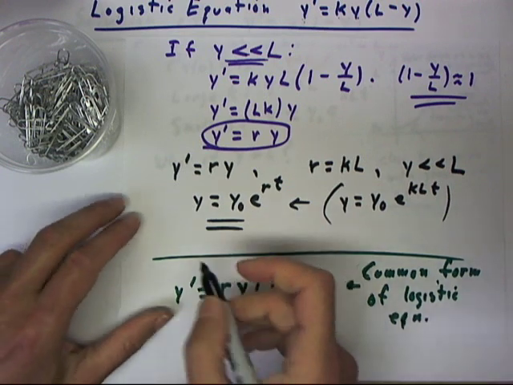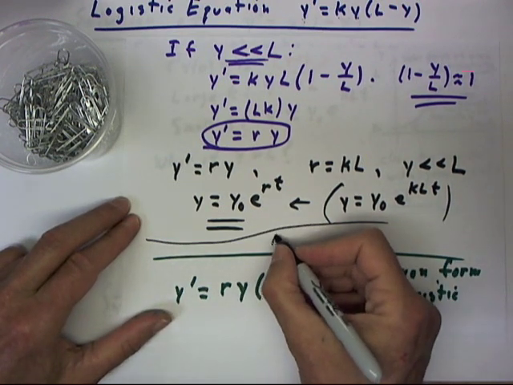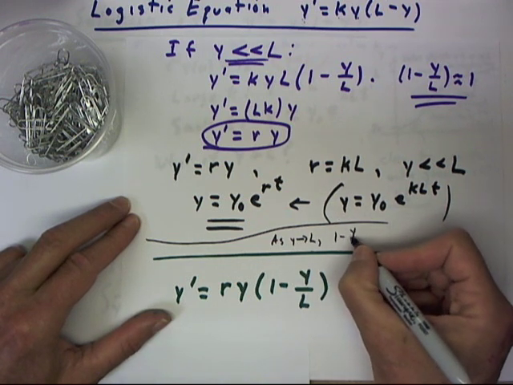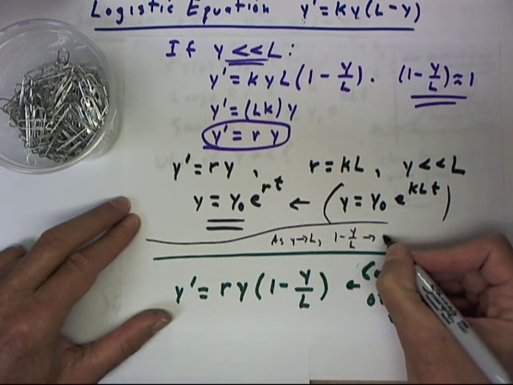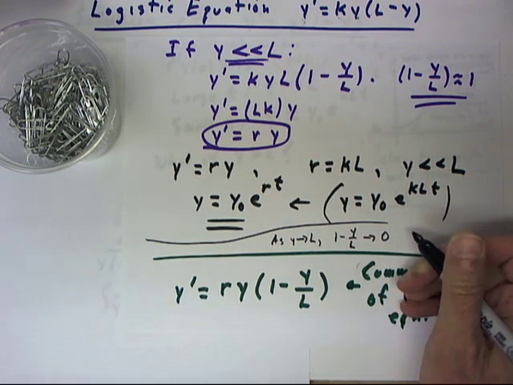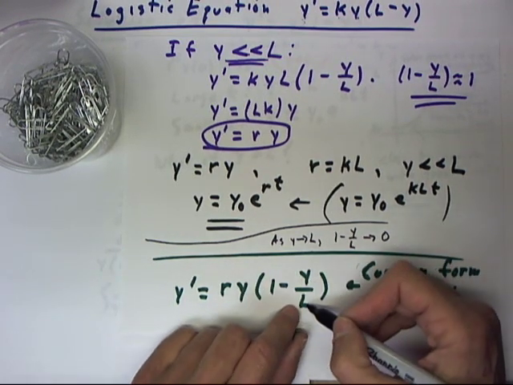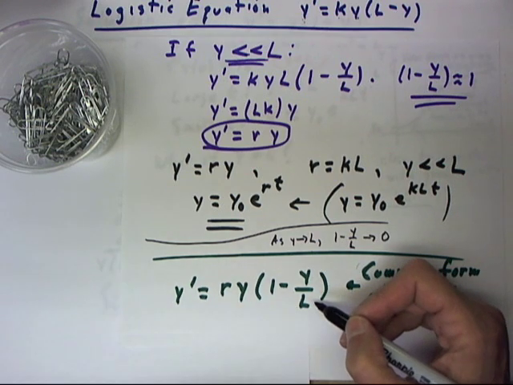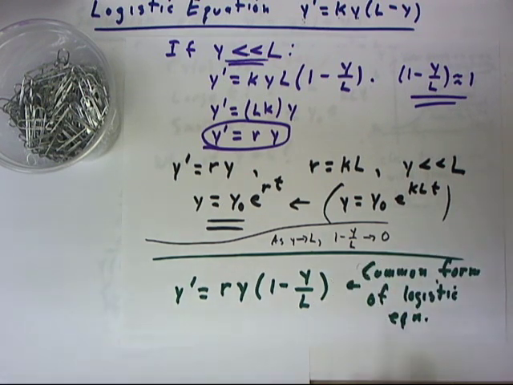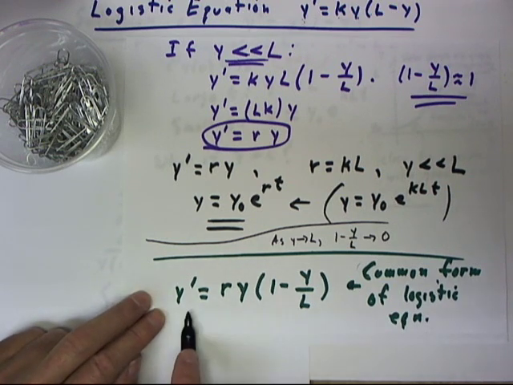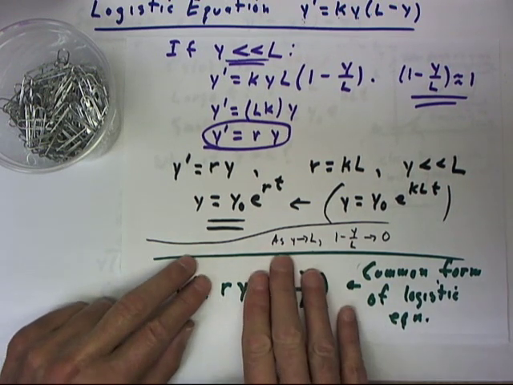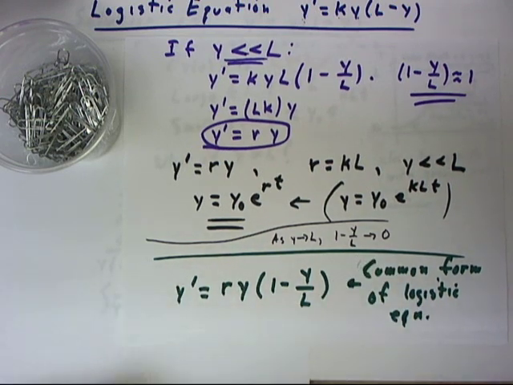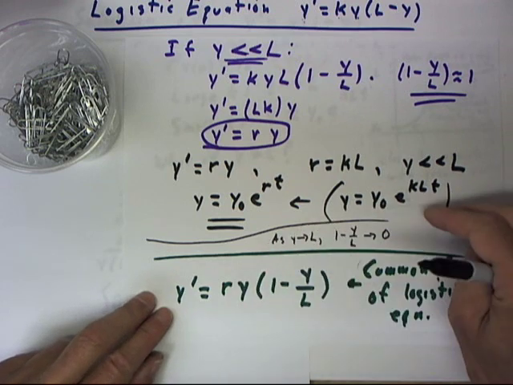Well, as y approaches L, 1 minus y over L approaches 0, because as y approaches L, y over L approaches 1, and 1 minus 1 is 0. So that this type of exponential growth that we started with ceases. The growth rate approaches 0, and our function levels off.